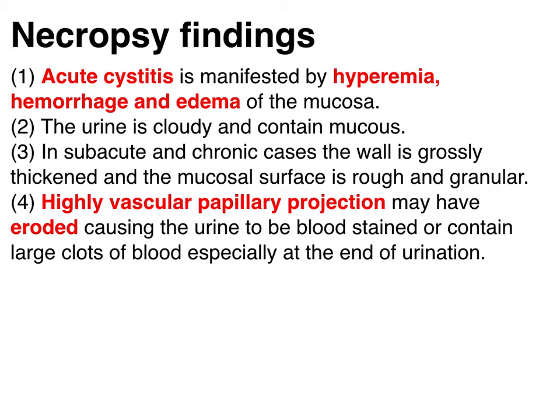أما بالنسبة إلى التشخيص المرضي necropsy finding أو التشريح المرضي، acute cystitis is manifested by hyperemia, hemorrhagic and edema of mucosa. The urine is cloudy and containing mucus. In subacute and chronic cases, the wall is grossly thickened and the mucosal surface is rough and granular. Highly vascular papillary projection may have eroded, causing the urine to be blood-stained or contain large clot of blood, especially at the end of urination.